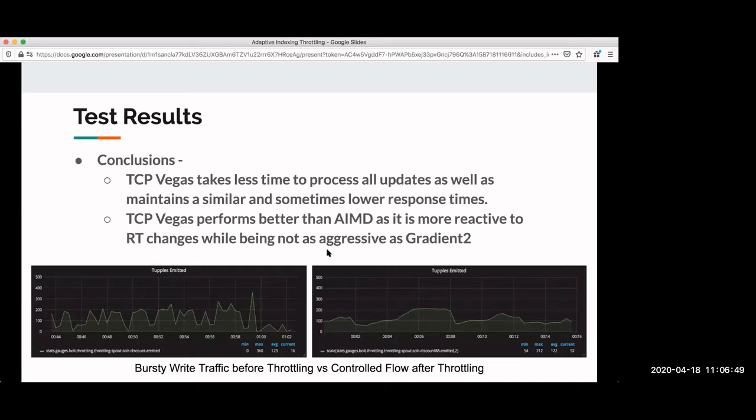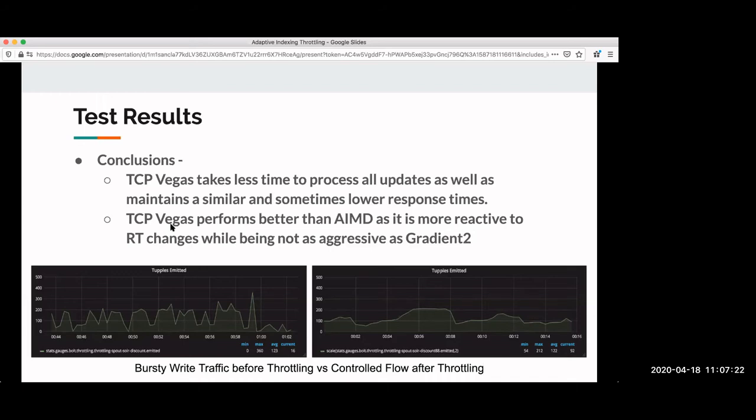So AIMD was very less reactive, or it was only updating properly when a threshold was crossed. It was very binary, 0 or 1. That is, is the threshold crossed? Yes, so do this. If the threshold is not crossed, then do that. There were only two states. But if you look at TCP Vegas, it was updating the value at every time step, irrespective of the threshold. So it was very reactive to the way the load was changing.